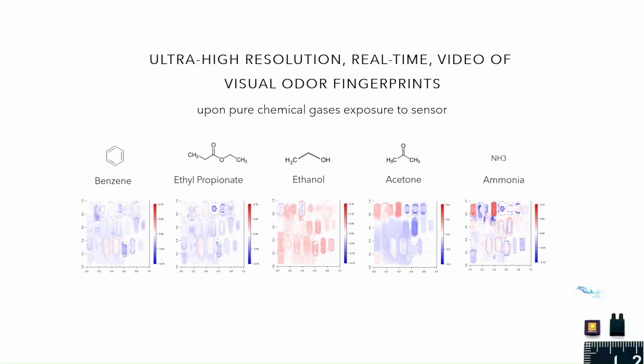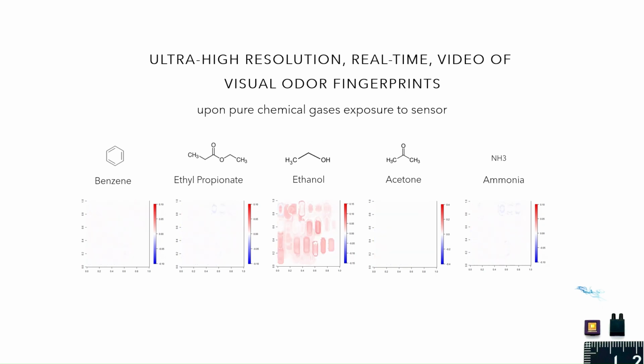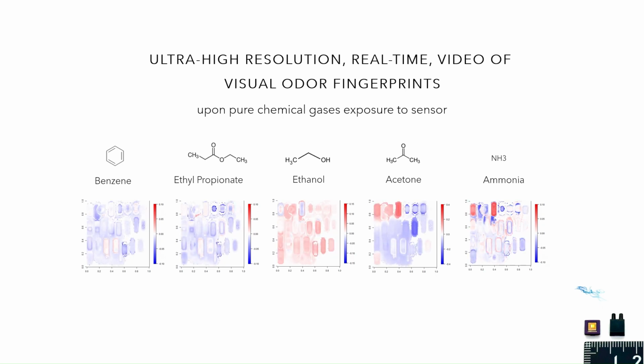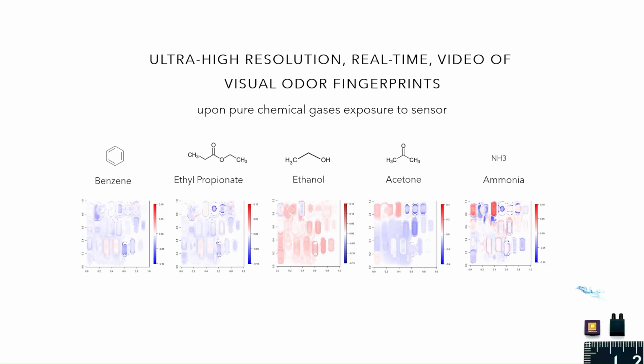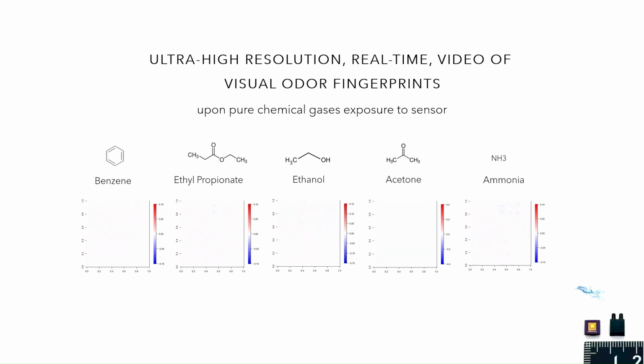The beautiful pattern images you are seeing are the real-time time-lapse of different chemical gases, such as benzene, ethyl propionate, ethanol, acetone, and ammonia, exposed at the sensor surface. You can now literally, quote-unquote, see the world of smell. We believe this is the highest resolution digital odor imaging or visual representation of smell the world has seen to date.